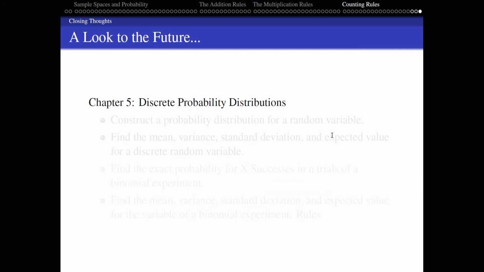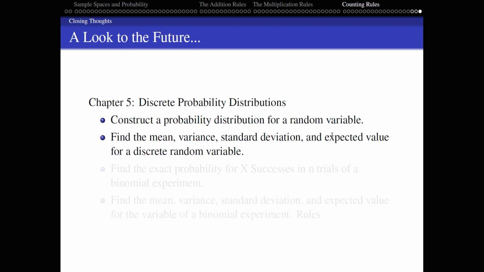In the next chapter, we'll talk about discrete probability distributions. We'll talk about constructing probability distributions for a random variable. This is going to be a little interesting and a little different than what we've been doing. We'll talk about finding the mean, variance, and standard deviation and expected value. Now, we've already talked about mean, variance, and standard deviation, and in fact, expected value is the mean, so we've already talked about that too, kind of.